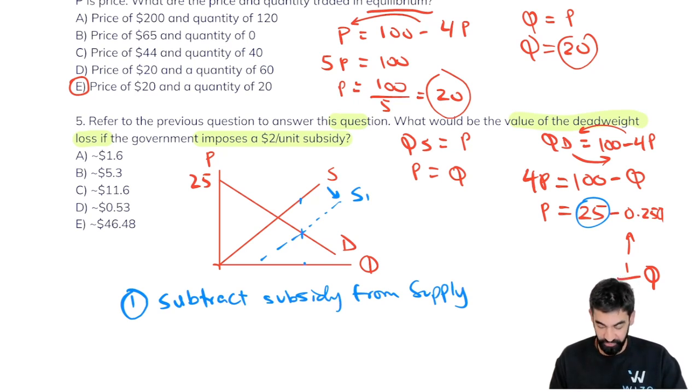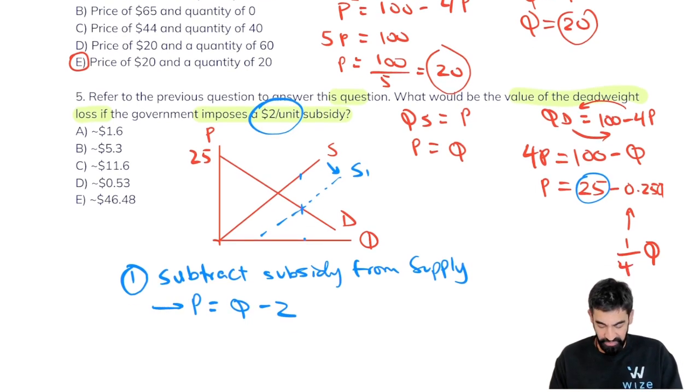That's why I wrote it like this. So the supply curve was P equals Q. So now the new supply curve, I'm going to say P equals Q minus 2 because it's a $2 subsidy. That's the equation of your new supply. It's Q minus 2. That means if you kept going here down to the vertical intercept, it would be starting here at negative 2. But you don't need to draw that.